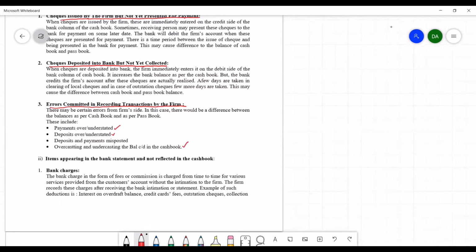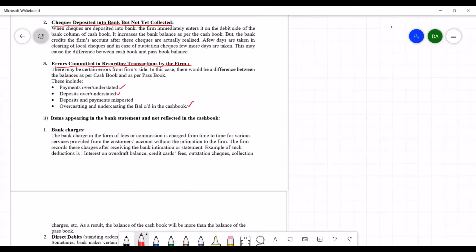There are also items which appear in the bank statement, but such items are not reflected in the cash book. They also cause differences. The first item is bank charges. This is a case whereby the bank has charged a fee, the bank has charged a commission, and so on.